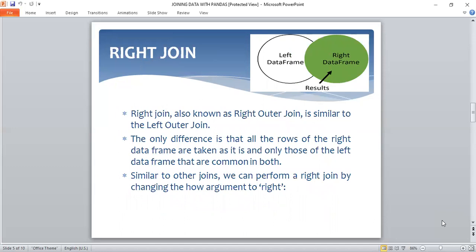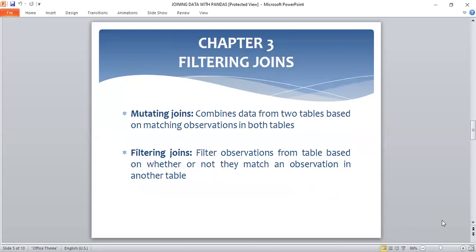Right join. Right join, also known as right outer join, is similar to the left outer join. The only difference is that all the rows of the right data frame are taken as they are, and only those of the left data frame that are common in both. Similar to other joins, we can perform a right join by changing the how argument to right.